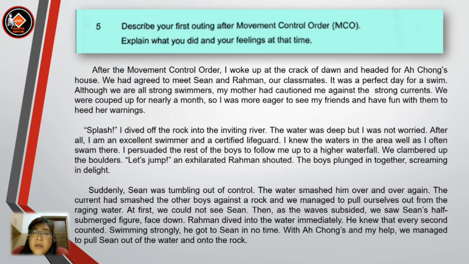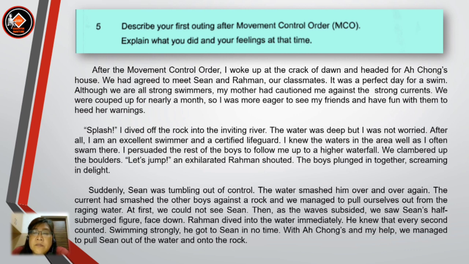It was a perfect day for a swim. Although we are all strong swimmers, my mother had cautioned me against the strong currents. We were cooped up for nearly a month, so I was more eager to see my friends and have fun with them to heed her warnings. Splash! I dived off the rock into the inviting river.